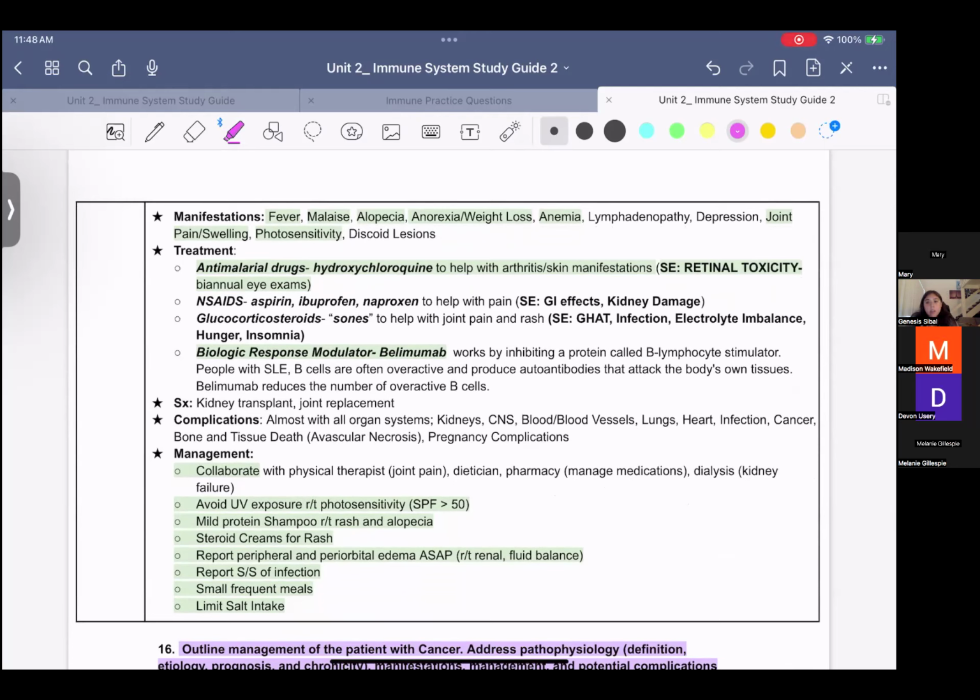For this medication, hydroxychloroquine, that's an anti-malarial drug. The biggest thing with that she does test on, I don't think she asked this on the quiz, is retinal toxicity. So you will need to have them get biannual eye exams. This medication helps with the arthritis, the joint pain they're having, and the skin manifestations like the butterfly rash. But the problem with this drug is you will need biannual eye exams because of the retinal toxicity. So that's the biggest thing she hits on for this.